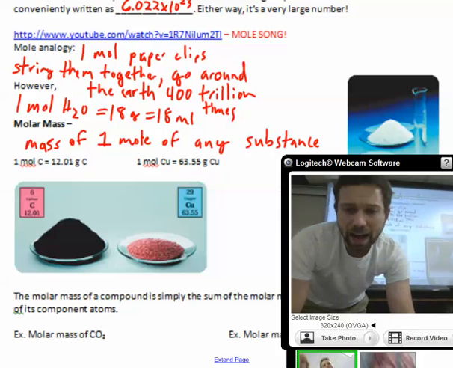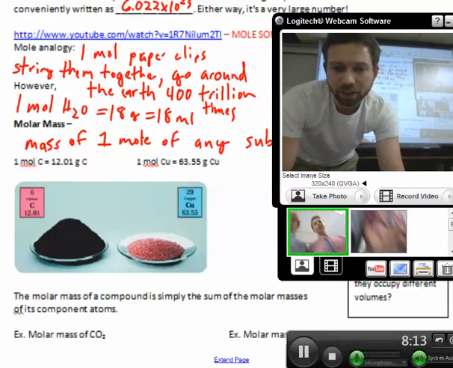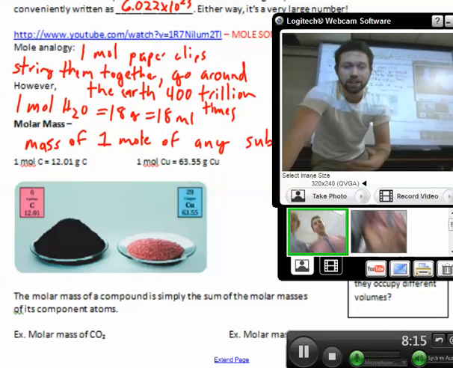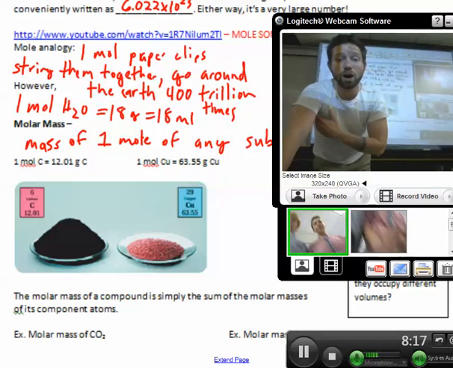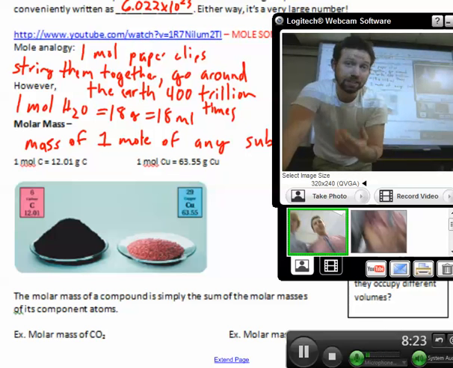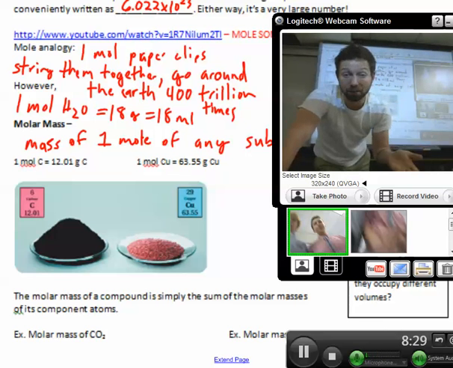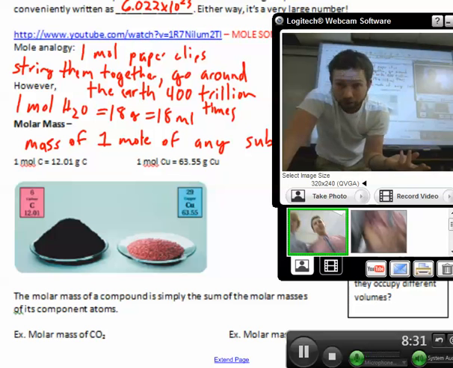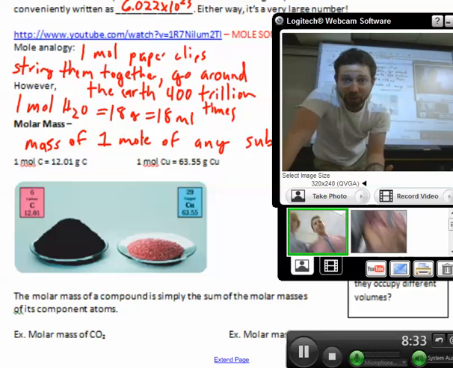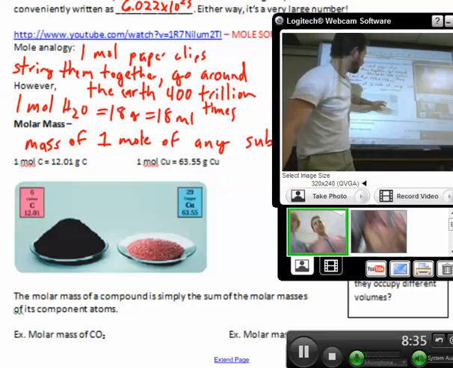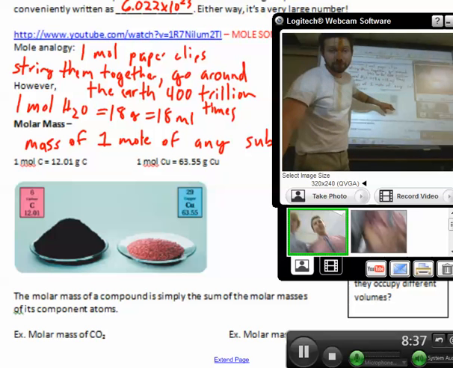So the molar mass of a compound is just the masses of the component atoms. So for example, carbon, its molar mass is 12.0 grams. Copper is 63.55 grams, okay? So it's much more. So 1 mole takes up less volume, okay?